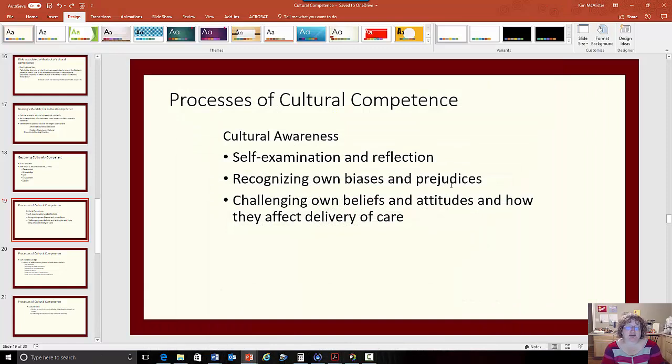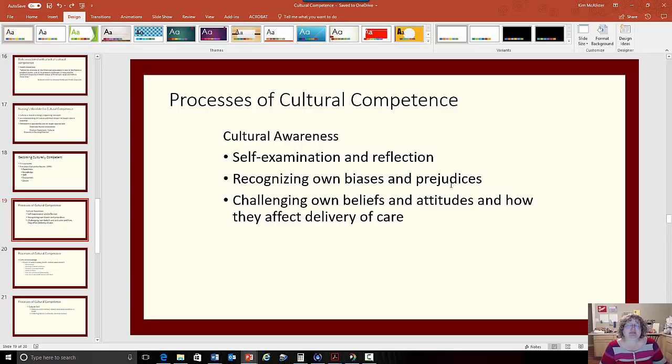So the process of awareness, as I said, begins with self-examination and reflection, like we did with the other assessment at the beginning. You need to know what your own biases and prejudices are. Sometimes these can be subconscious. You may not be fully aware. This is why it's important to reflect and think about these things and try to bring them forward. And then you need to look at how these biases and prejudices that I have impact the way that I deliver care?